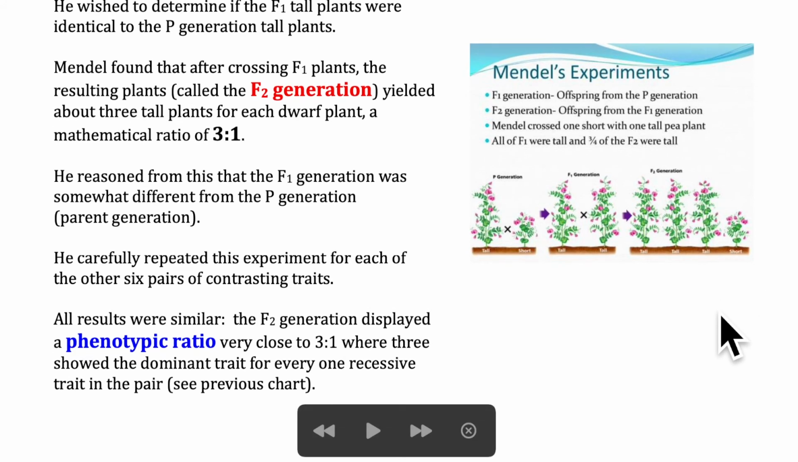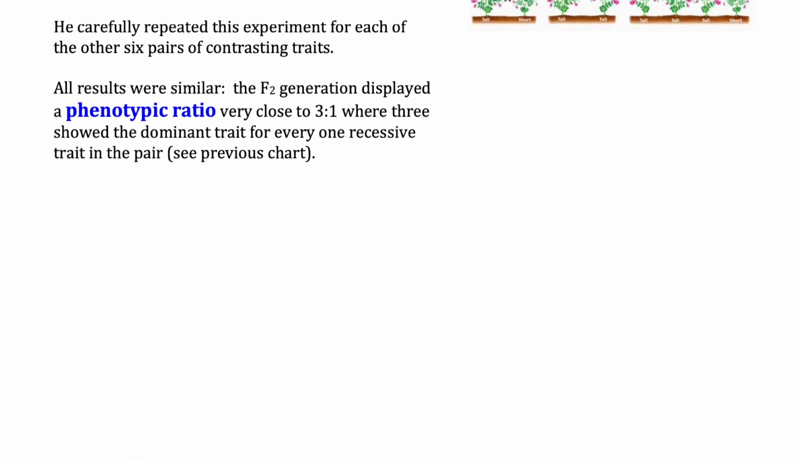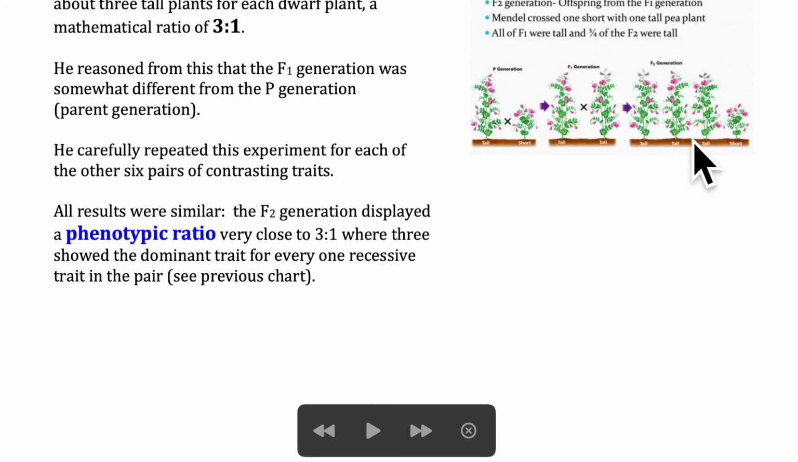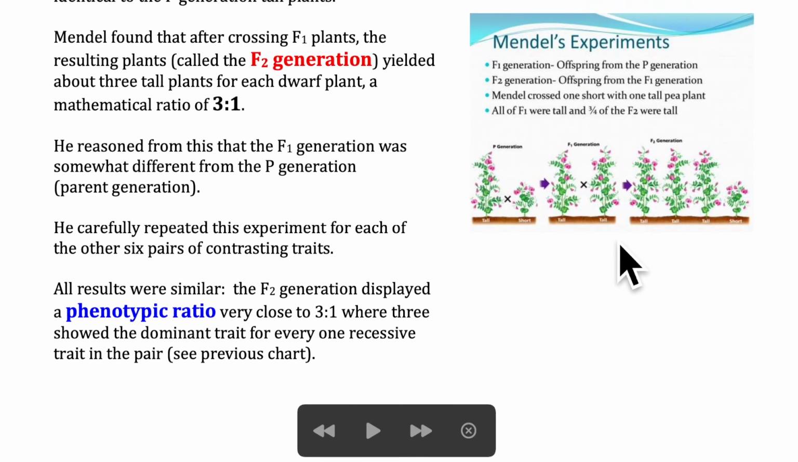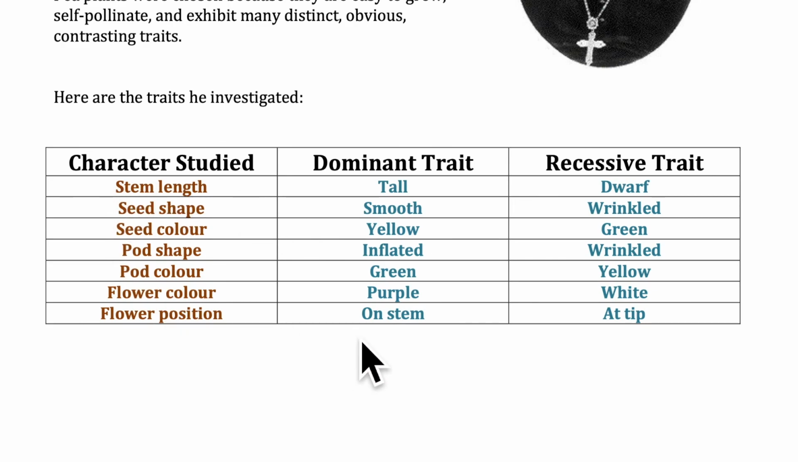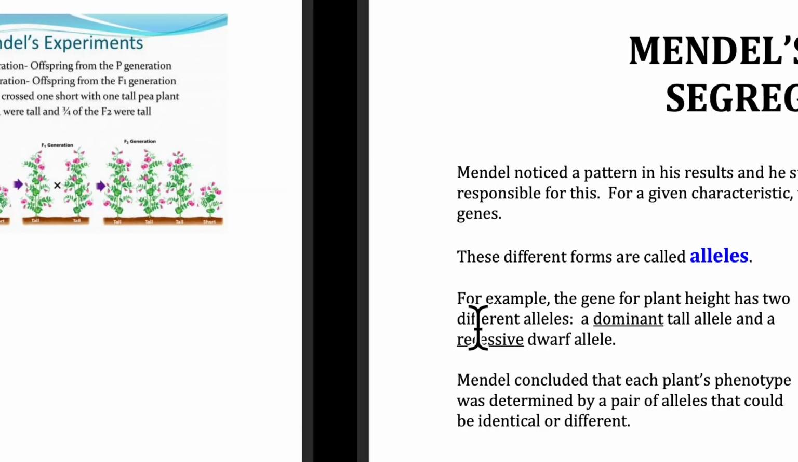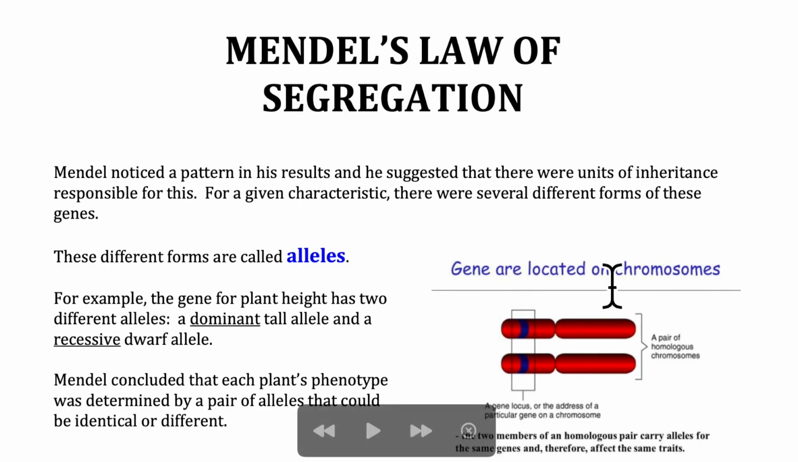All results were similar. The F2 generation displayed a phenotypic ratio very close to 3:1, where 3 showed the dominant trait for every 1 recessive trait in the pair. That's on that previous chart that I talked about, the stem length, seed shape, seed color, pod shape, pod color, flower position, and the dominant and recessive traits that go with them. Next, we're going to be talking about Mendel's law of segregation.